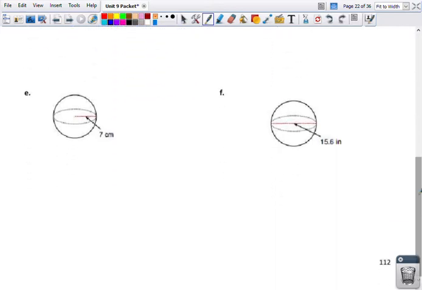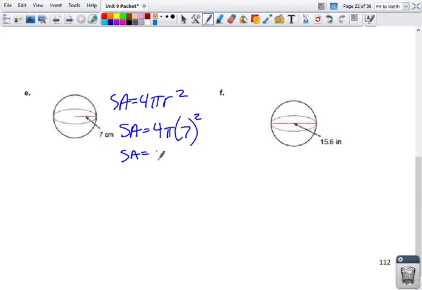Okay, lastly, sphere, surface area equals 4 times pi times r squared, plug and chug. 4 times pi times a 7 squared. Let's see, that's going to be 49 times 4 times good old pi, there you are, and enter that. Surface area equals 615.8 centimeters squared. Okay, there you have it.